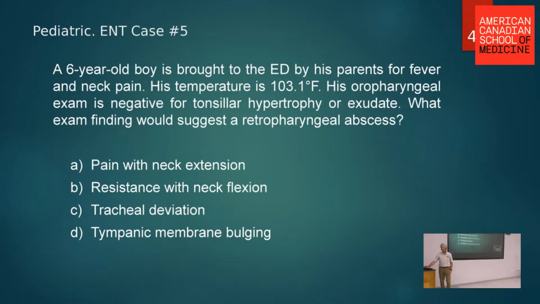Okay, we've got time for one more case here. A 6-year-old boy is brought to the ED by his parents for fever and neck pain. Okay, bad combination, fever and neck pain, right? Temperature is 103.1. It's pretty impressive. Oropharyngeal exam is negative for tonsillar hypertrophy or exudate. He does have neck pain and fever, so you would have thought maybe you'd have a little strep or something like that. What exam finding would suggest a retropharyngeal abscess?